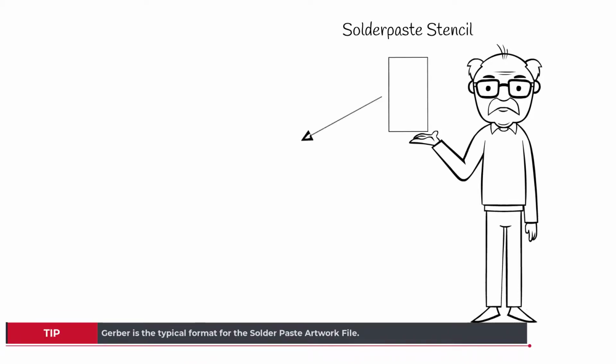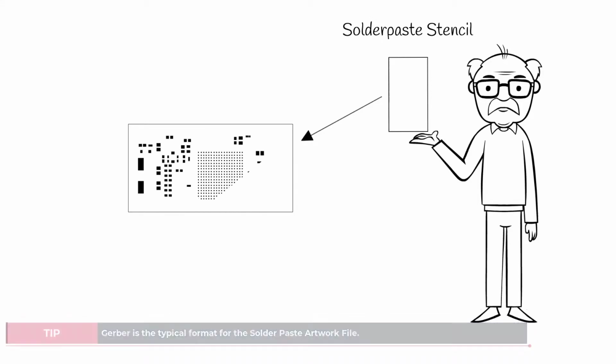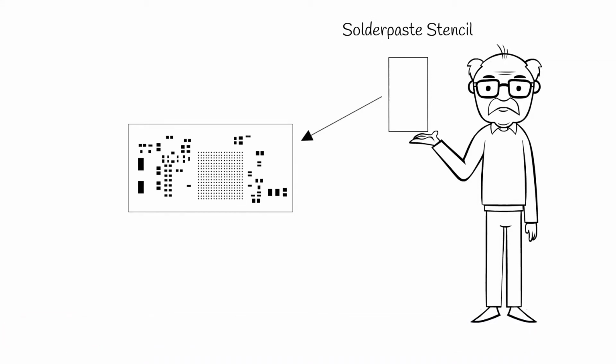In order for any surface mount parts to be installed, a thin layer of solder paste must be applied to all footprint lands. The manufacturer will make a stencil based on this document to apply the paste accurately.